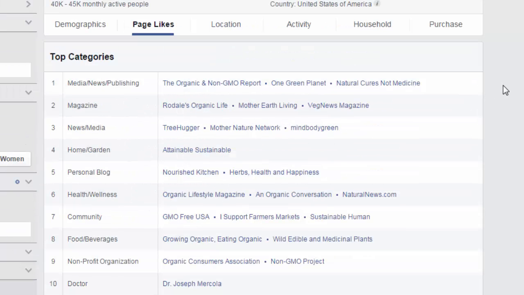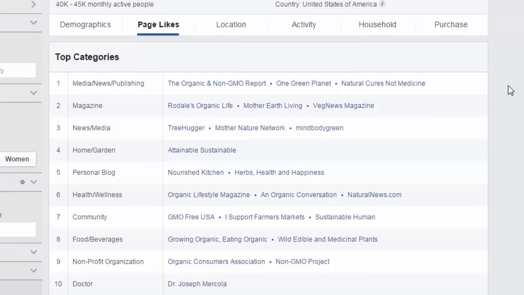So what would you do with this information? You can go through and start visiting these Facebook pages and see the other types of information that these people are liking. You can see the comments that are made on those pages. Also, we could start adding these in as other interests.